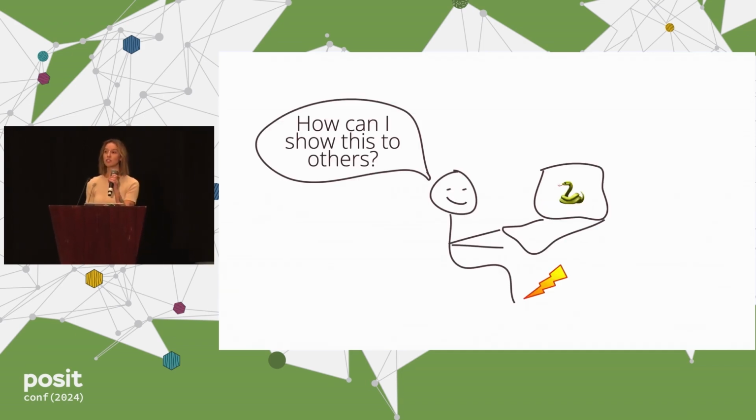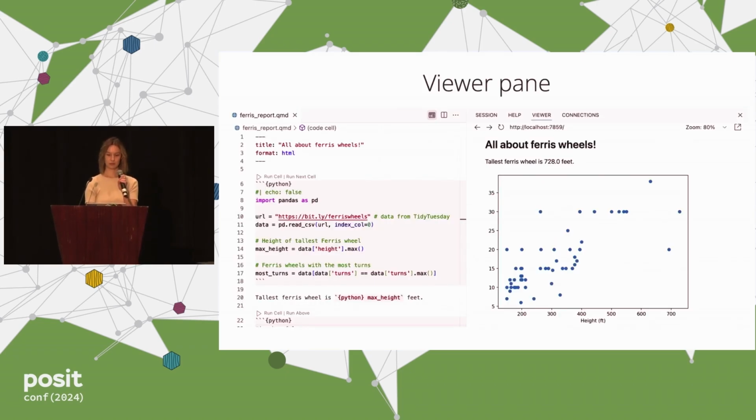And finally, it's time to communicate this with others. So how can we share the beautiful data science artifacts that we're creating with others? We have something called a viewer pane. This is also something that might be familiar if you're coming from RStudio, and this plays nicely with the VS Code extensions that you might have already seen and loved, like the Quarto extension.